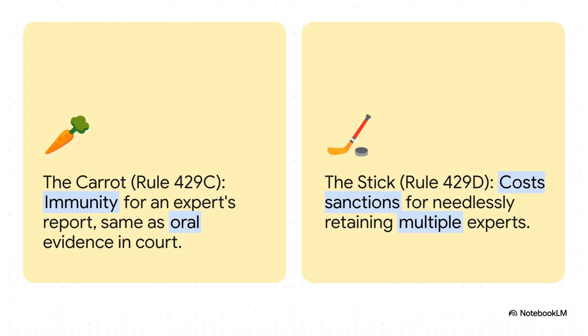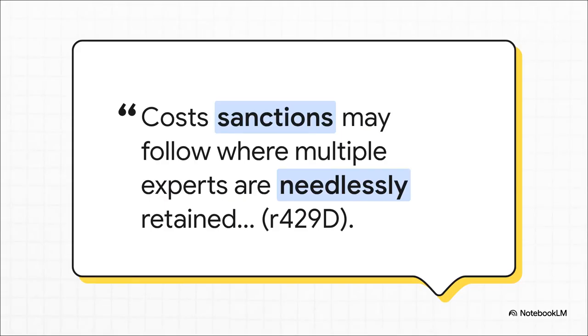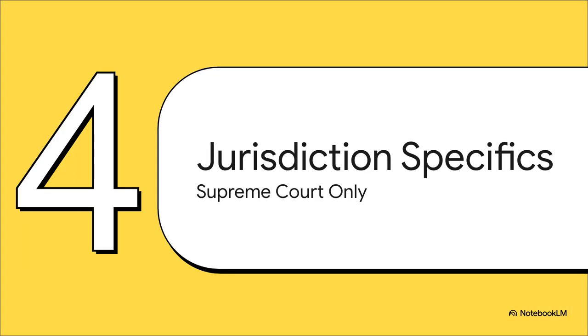Then there's the stick, under Rule 429D, and that one's aimed squarely at the parties. If you needlessly go and hire a bunch of experts when a single joint expert would have worked just fine, the court can hit you where it hurts with a costs order. And listen, don't think for a second this is just some idle threat. The Supreme Court itself actually issued a practice direction to hammer this point home. So the key here is that Rule 429D gives the court real teeth to enforce this whole philosophy of efficiency. So for your exam, here's the takeaway. If you spot a party being totally unreasonable about experts, your mind should immediately jump to a potential cost sanction under Rule 429D.